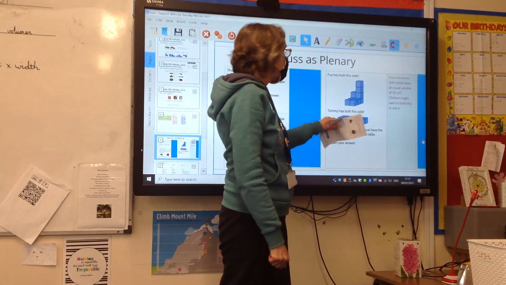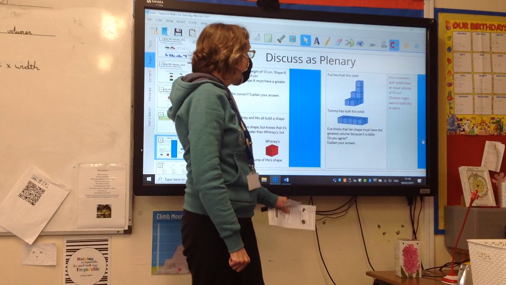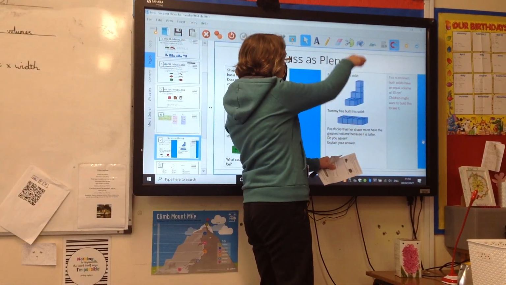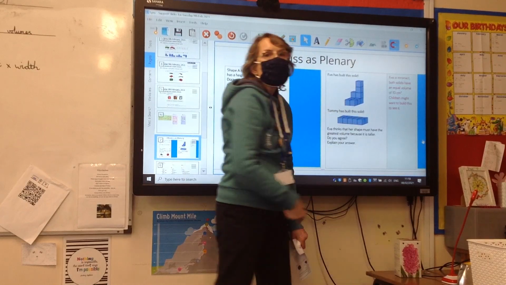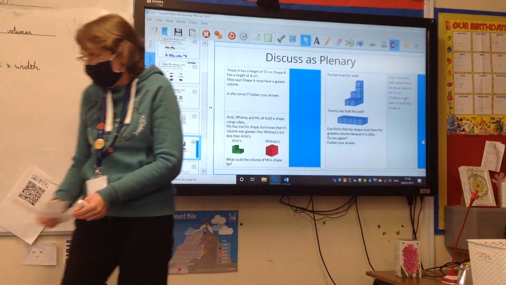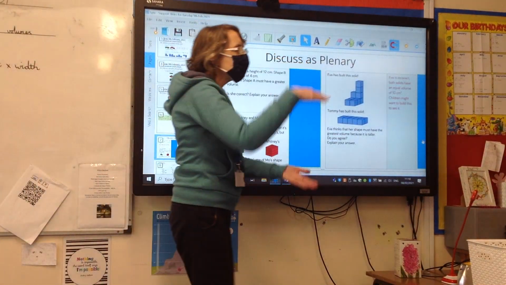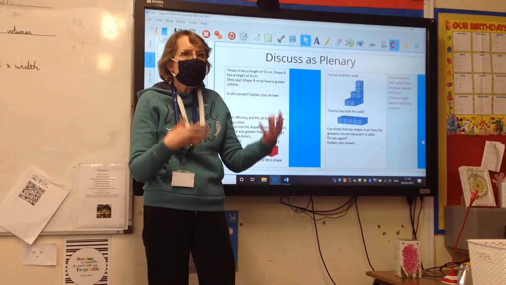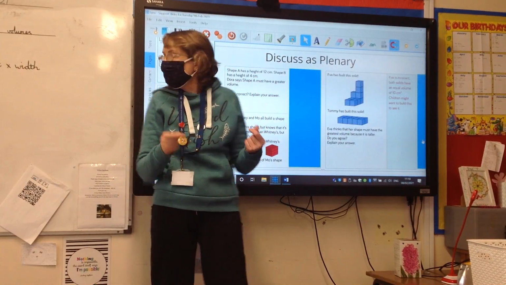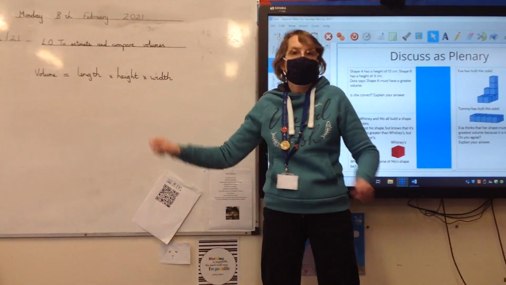Good, well done. And what's the volume of Tommy's shape? 10 centimetres cubed. So actually, although Eva thought hers is bigger because it's taller, they're actually both the same. So hopefully from that you will understand that just because the shape is taller doesn't necessarily mean it's got a bigger volume. It depends on all three dimensions. Okay, so it depends on the length, the height and the width.